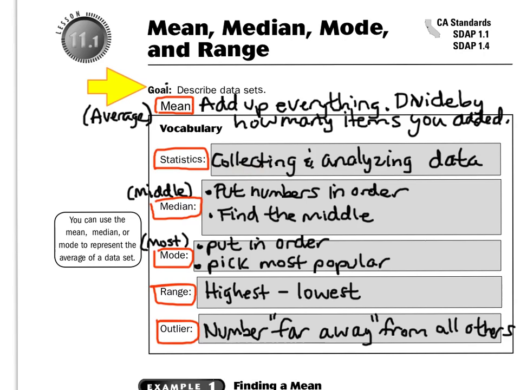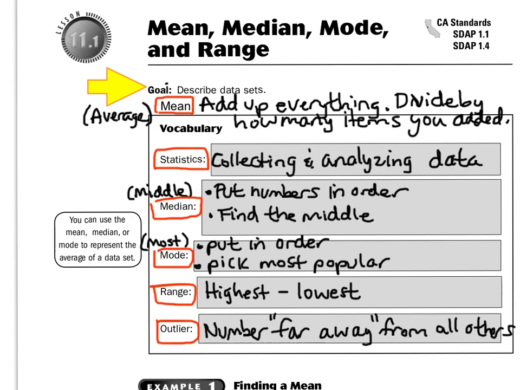Statistics, that's just when we collect and analyze data. The word median is like the middle, okay? And so anytime they want you to find the median, you want to put the numbers in order from least to greatest, and then we're going to find the middle.